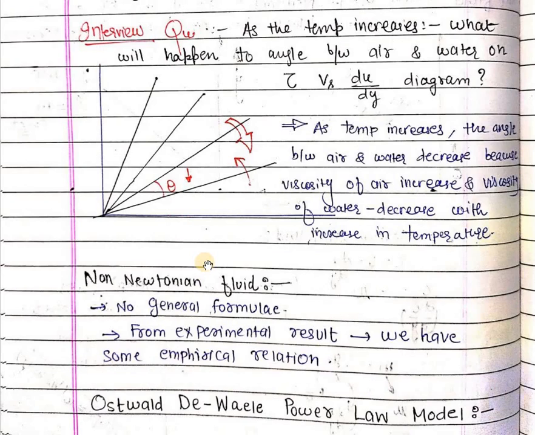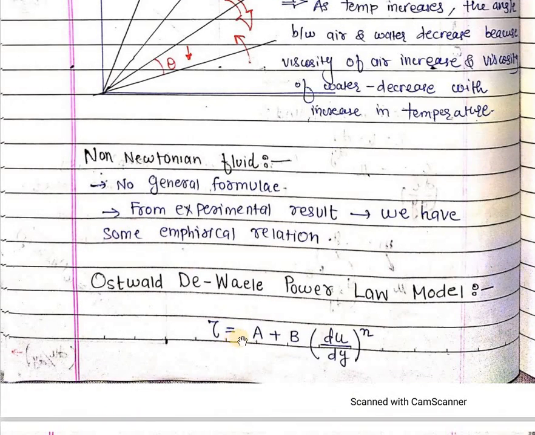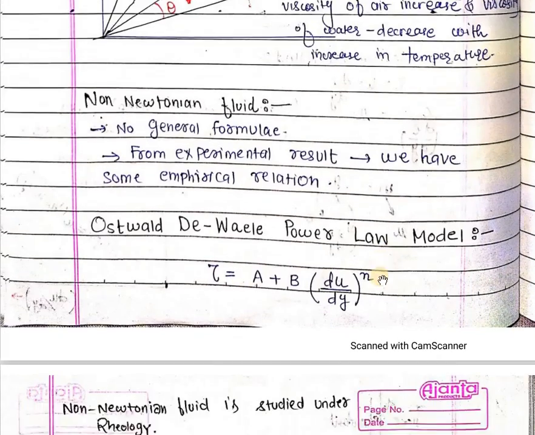Coming on to the non-Newtonian fluid, we have the formula tau is equal to mu times du upon dy for the Newtonian fluid, which is a general formula. For the non-Newtonian fluid there is no such general formula from experiment or from any research. So we have some empirical relation that I can write as tau is equal to a plus b into du upon dy to the power n. This is the Ostwald de Waele power law model.